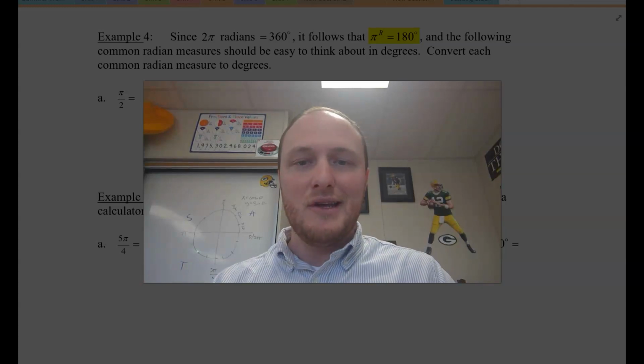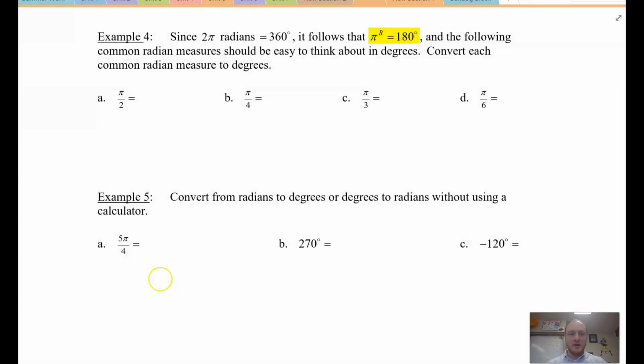But without further ado, let's go ahead and review some more trig. All right, example 4 is dealing with unit conversion. So remember that to convert from radians to degrees, 2 pi radians, one trip around the unit circle, is 360 degrees. So the conversion rate is pi for every 180 degrees.